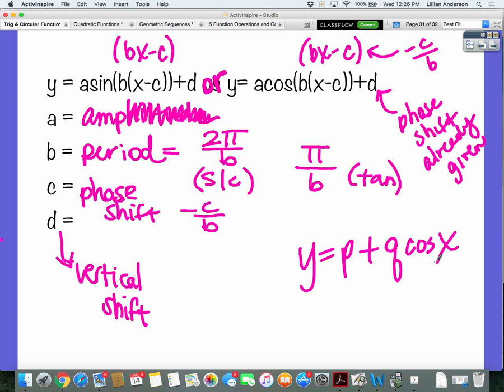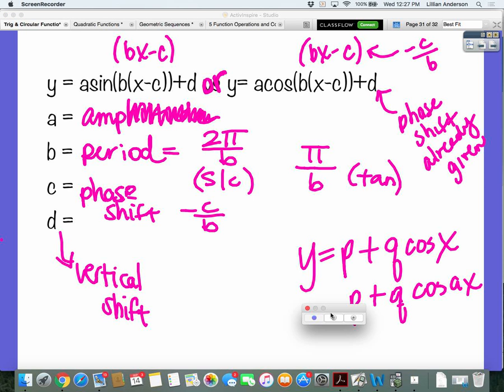So do not let them change the letters on you and throw you off. Whatever's attached to the cosine on the outside is your amplitude. Whatever's being added is your vertical shift. If instead they gave you something like Q cosine AX, what does the A represent? The period. The part for the period represents your B technically. Okay, so don't let them change the letters around to see if you know what's what.